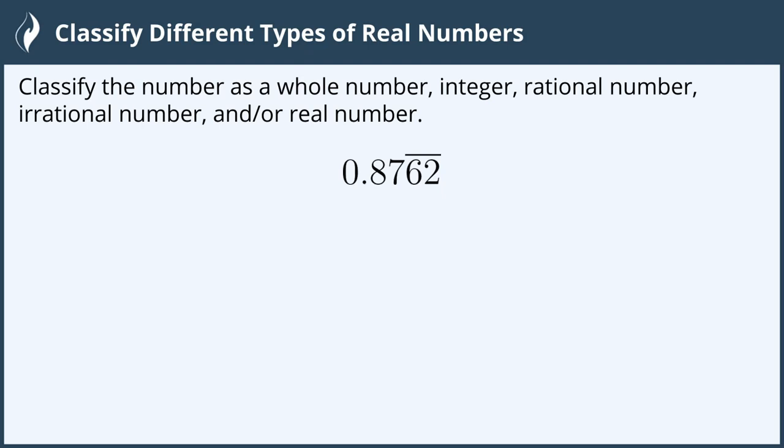Hi everyone. In this video, we will classify different types of real numbers. Classify the number as a whole number, integer, rational number, irrational number, and/or real number. Our number is 0.8762 repeating. Before we classify this, let's review the real number system.